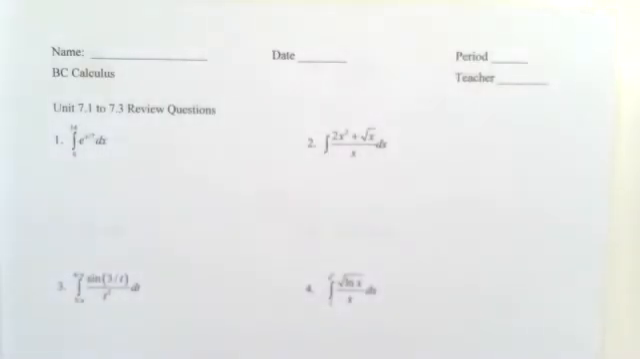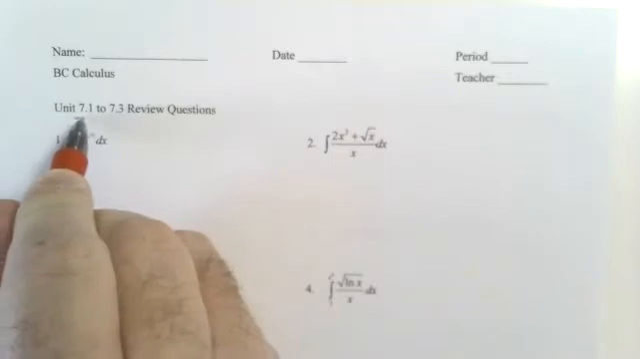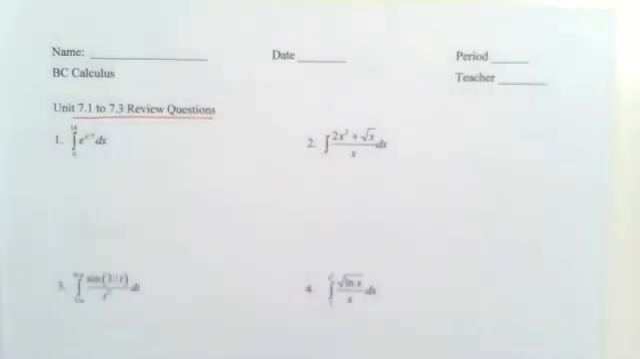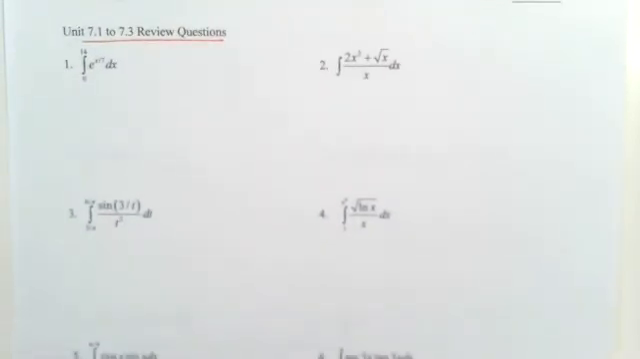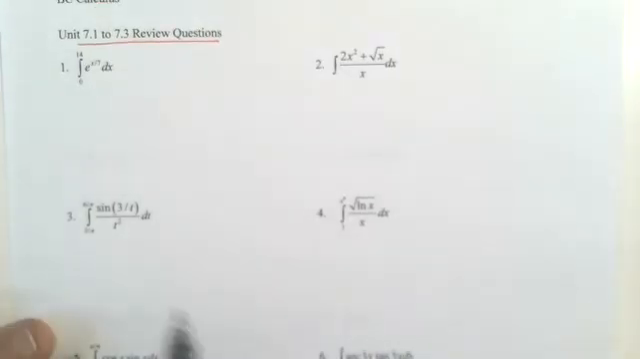All right, so this is 7.1 to 7.3 review questions. If I have to use a calculator, I'm going to do that off screen. Hopefully you know how to use a calculator. But here we go. So, the integral from 0 to 14 of e to the x over 7.